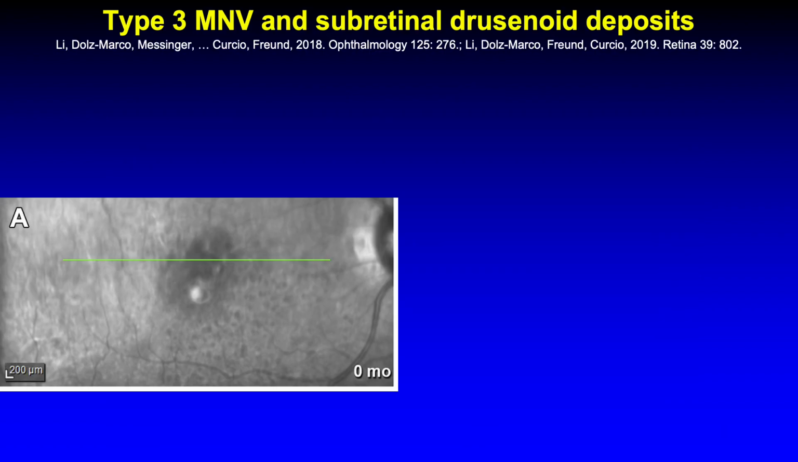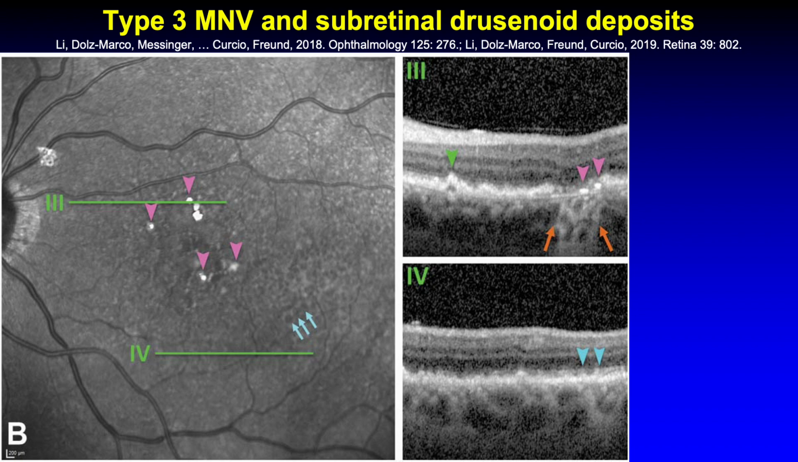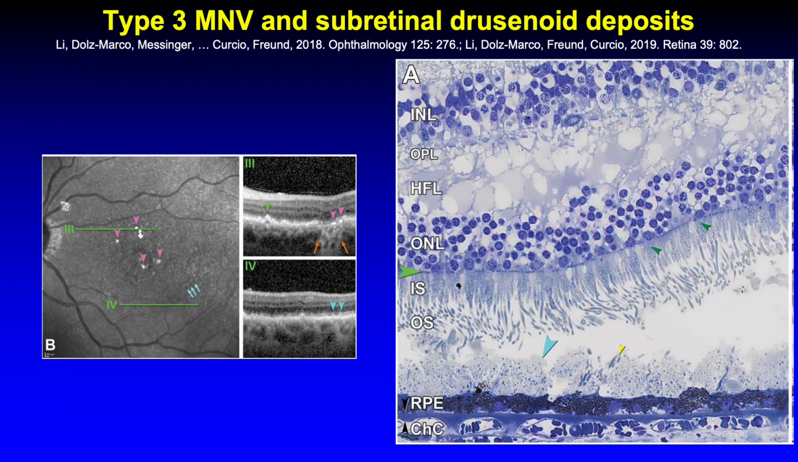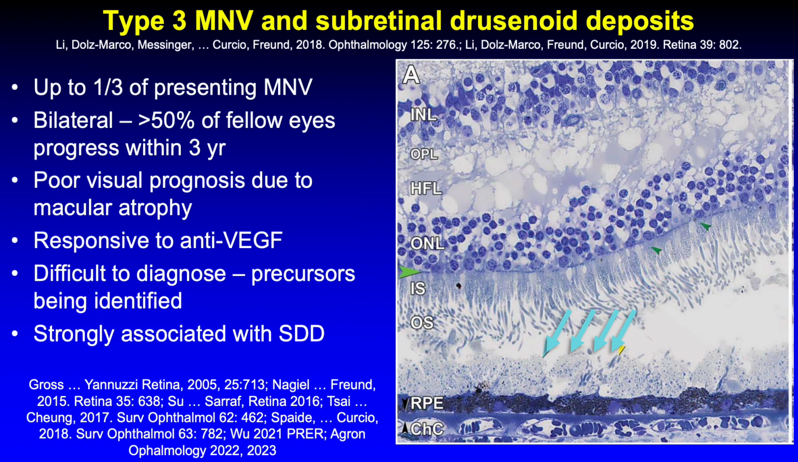SDD are associated with risk for type 3 or intraretinal neovascularization. Here is an eye with type 3. You can see the deposits, and in the fellow eye, there's some atrophy, and the deposits are clear, and here they are in histology between the RPE and the photoreceptors.